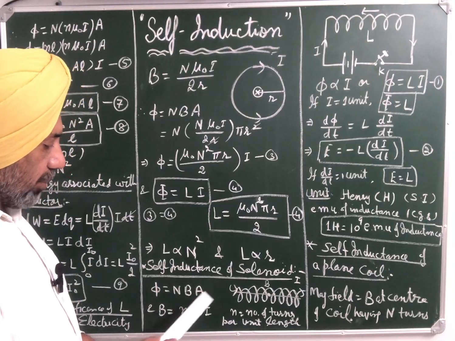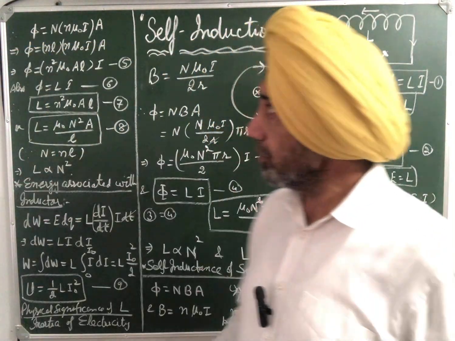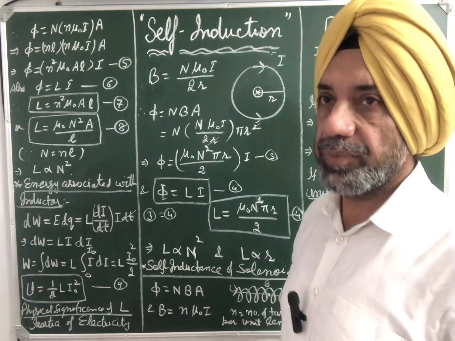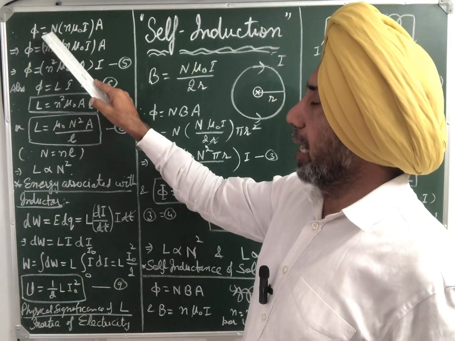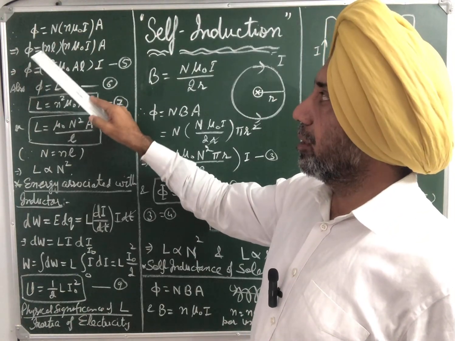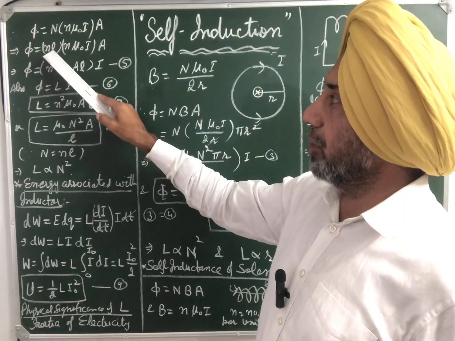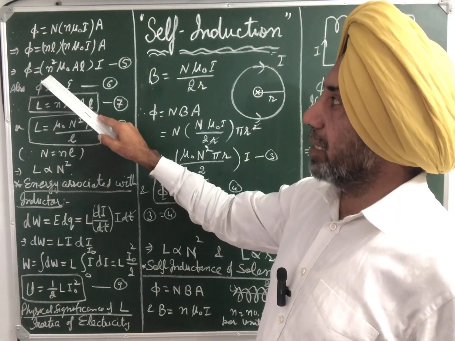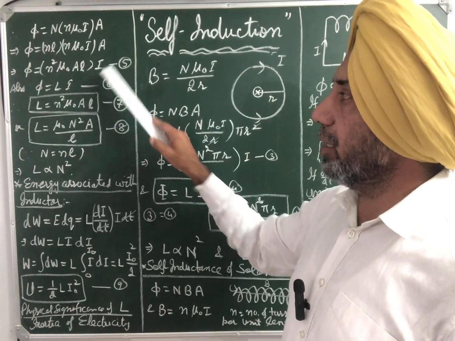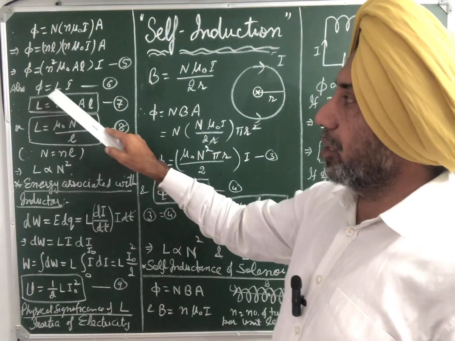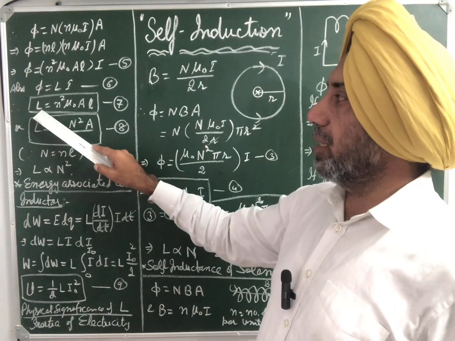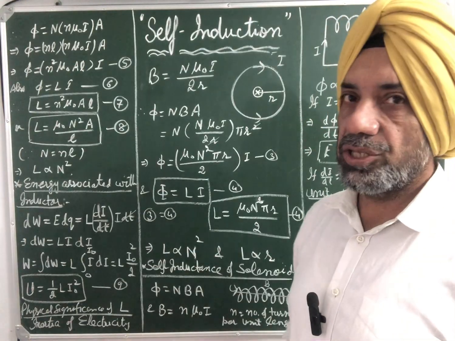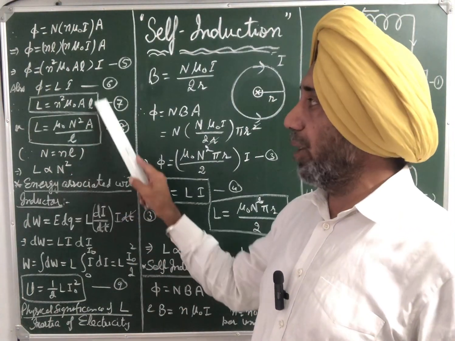And again phi is equal to NBA. So therefore phi comes out to be capital N into n mu naught I into A, where capital N is equal to n into l, total number of turns. So put capital N is equal to small n into l, n mu naught I into A. So phi is equal to n squared mu naught A l into I, and also phi is equal to LI, comparing these two, we get L, self-inductance, is equal to n squared mu naught A l. So this gives the expression for self-inductance of a solenoid carrying current.